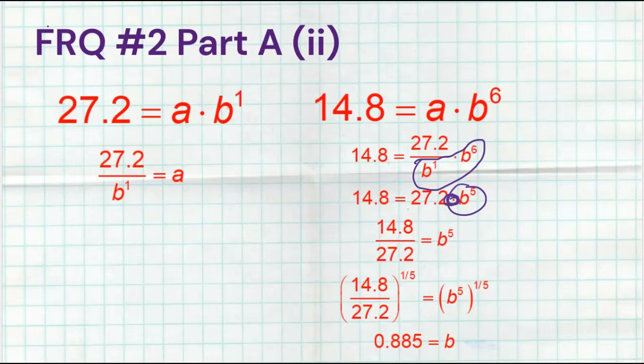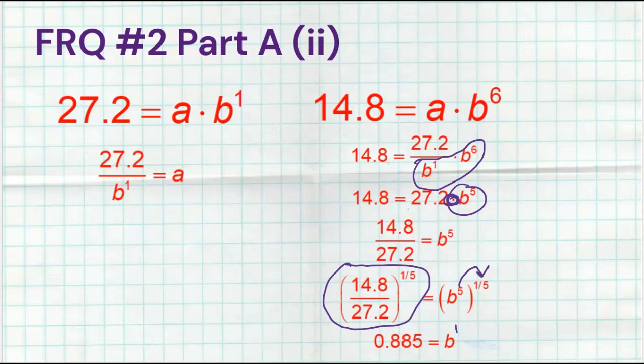Then I'm going to use a 5th root or a 1/5 power. They both serve the same purpose. So I'm going to raise both sides to the 1/5, and obviously B to the 5th raised to the 1/5 is just B to the first, or B. And this is where I definitely needed my calculator. I mean, I wasn't doing this in my head, but I got 14.8 divided by 27.2 raised to the 1/5 is 0.885, the same value that the calculator got us.